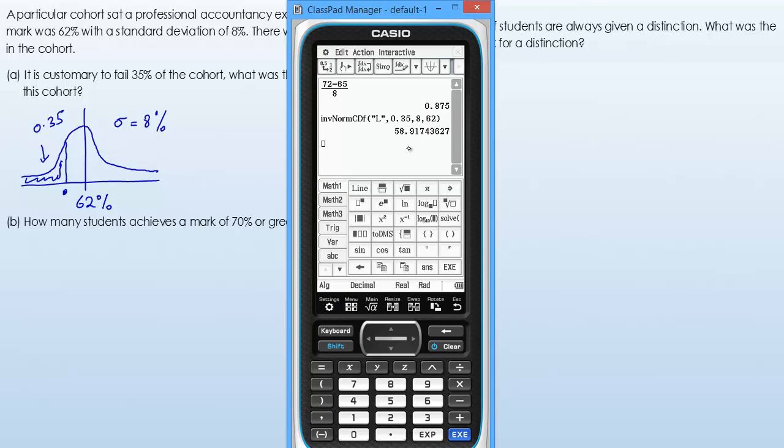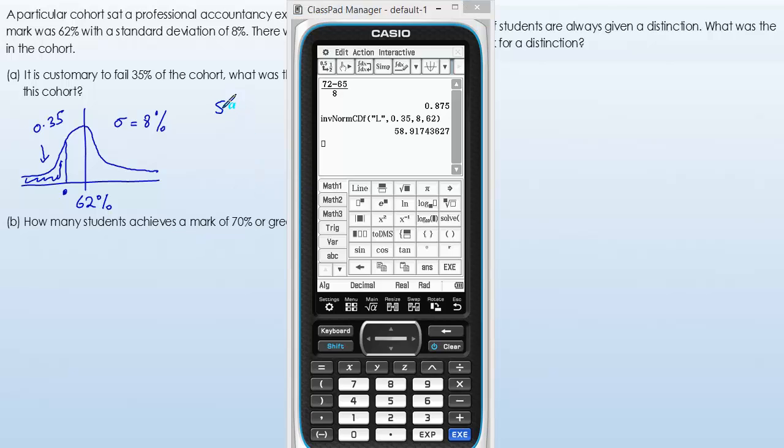So 58.92. So pass mark is approximately 59%.